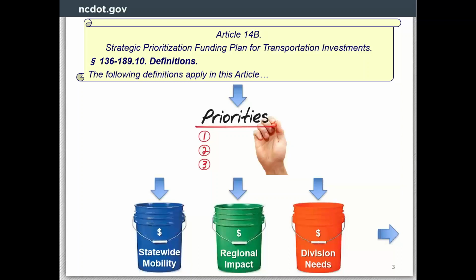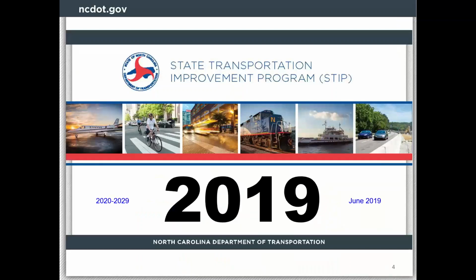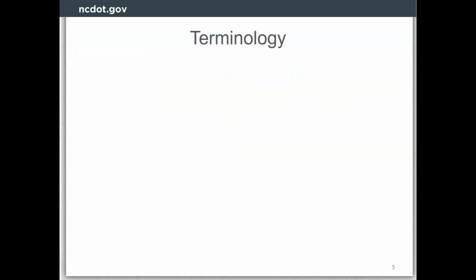You've got the statewide mobility bucket, the regional impact bucket, and then the division needs bucket, and that ultimately leads to the creation of the STIP. So the P5 process, Prioritization 5, created the 2020 to 2029 STIP, and that's the one that the department is currently working on, and is approved by our Board of Transportation.